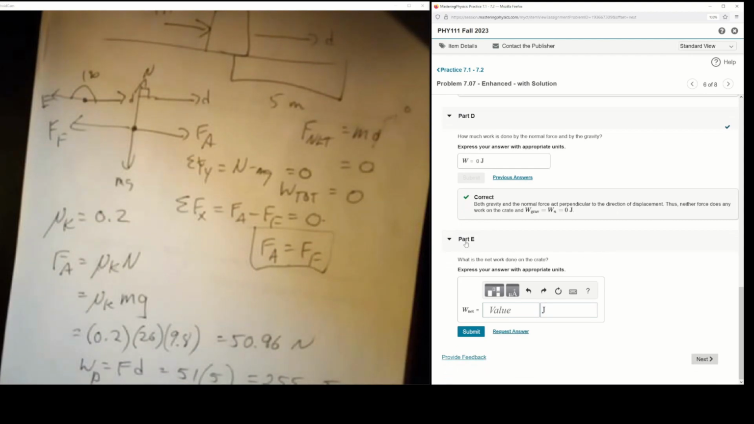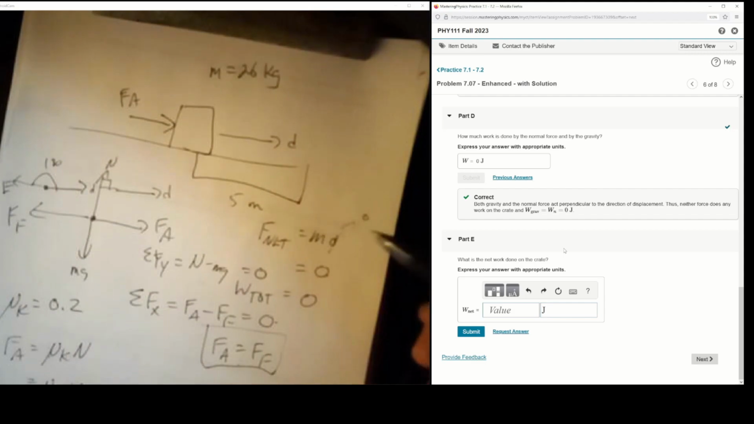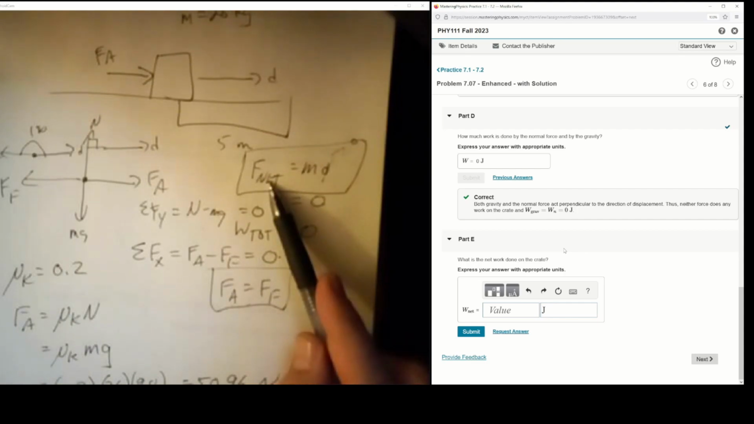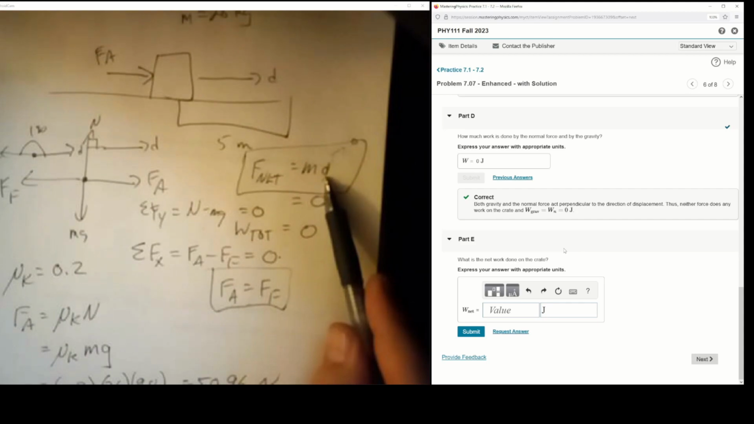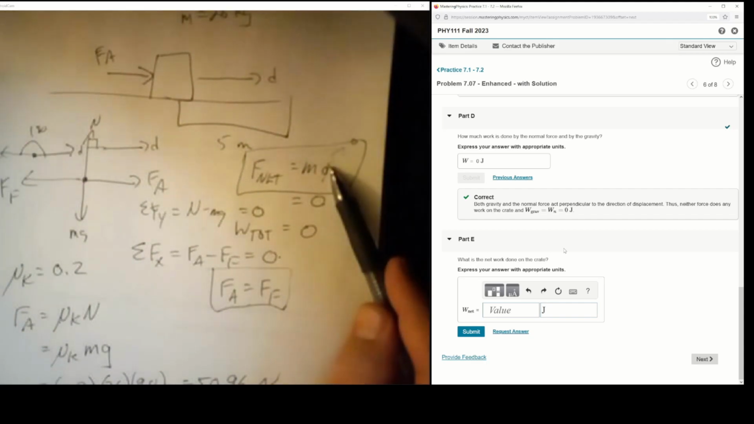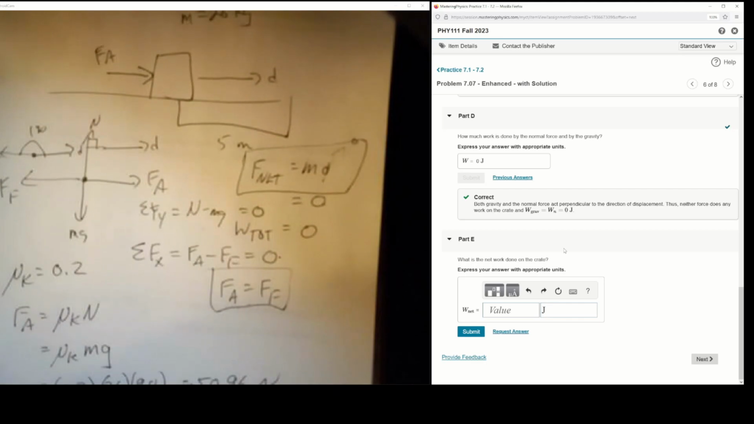And then finally, part E. What is the net work done? So this goes back to what I was originally stating here about constant velocity. They told us that with constant velocity, the net force is always equal to ma, but they're telling us constant velocity, which means a is 0, because that's what constant velocity means. There's no acceleration. And if there's no acceleration, the net force is 0.